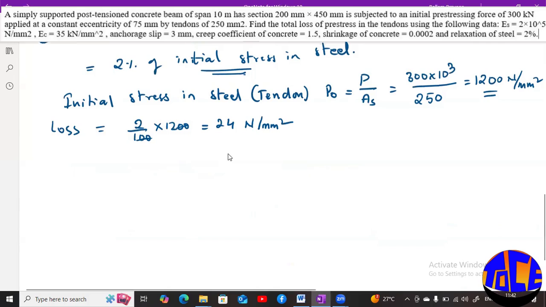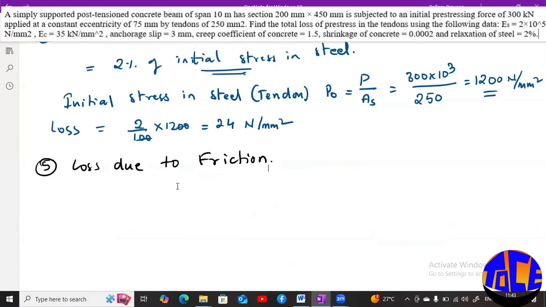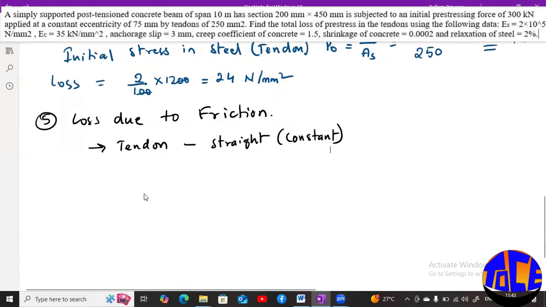Now let us calculate the fifth loss, that is loss due to friction. If you observe in the question, he has not mentioned any data regarding the friction, but we need to calculate the loss due to friction because it is a post tension member, so it will have the loss due to friction. One thing we can consider as the data is that the tendon profile is straight. He has mentioned it is having a constant eccentricity, that means it is straight. So now let us find out what is the loss due to this friction.